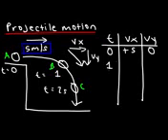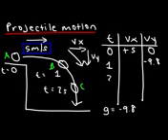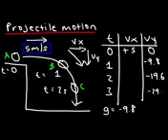1 second later, we know what Vy is going to be. Due to gravitational acceleration, the vertical velocity will decrease by 9.8 every second. So 2 seconds later, it will be negative 19.6. 3 seconds later, negative 29.4.